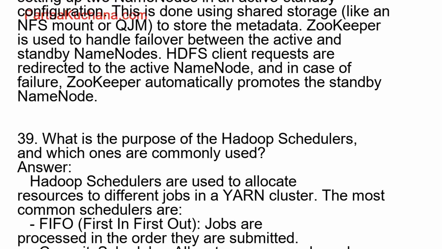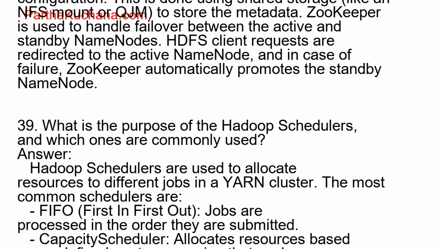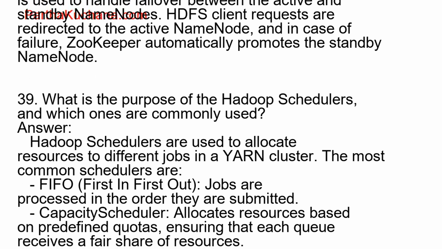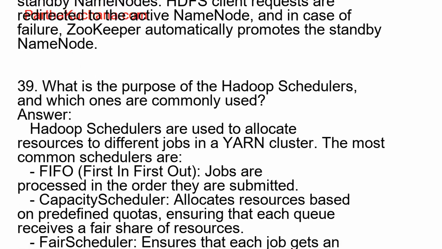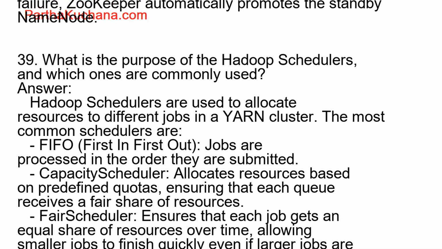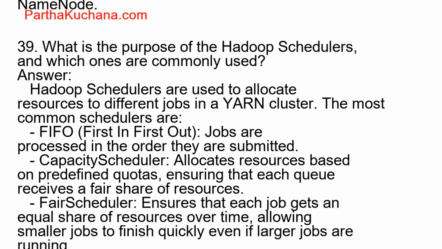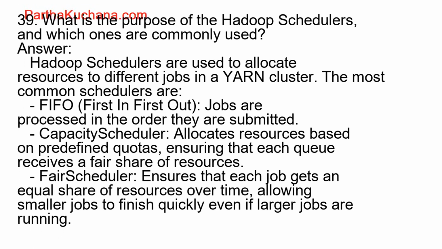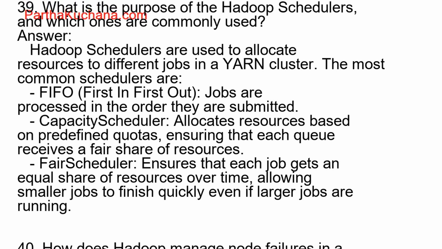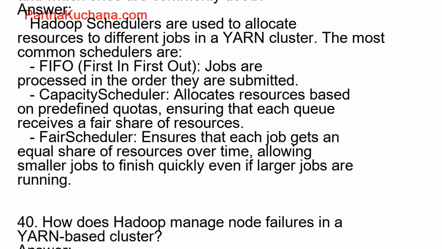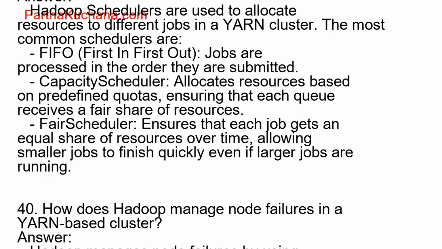41. What are the challenges of running Hadoop on a multi-tenant cluster, and how can you mitigate them? Answer. Challenges include resource contention, job prioritization, and ensuring fair access to resources. Mitigation strategies involve using schedulers like Fair Scheduler or Capacity Scheduler to allocate resources based on user priorities, implementing quotas, and isolating workloads through YARN containers to prevent interference between tenants.